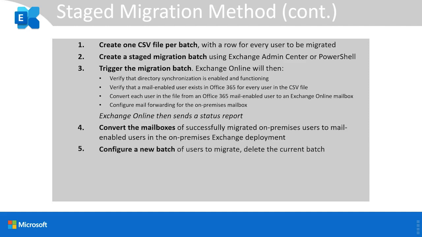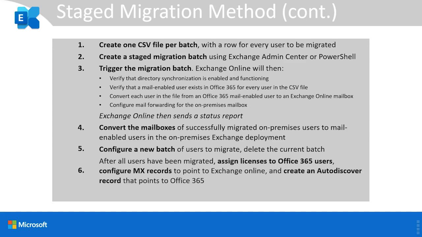deployment, configure a new batch of users to migrate and delete the current batch, and after all users have been migrated, assign licenses to Office 365 users, configure MX records to point to Exchange Online, and create an auto-discover record that points to Office 365. Finally, decommission the on-premises Exchange deployment.